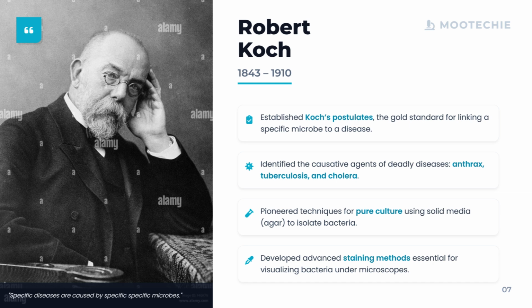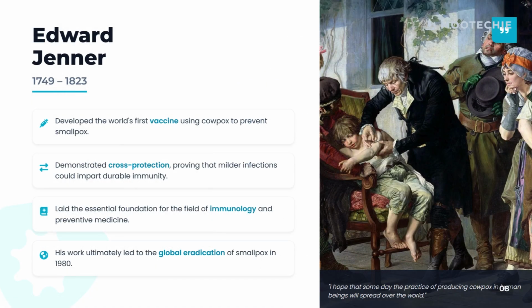Now, let's look at Edward Jenner, 1749 to 1823. He developed the world's first vaccine using cowpox to prevent smallpox. Jenner demonstrated cross-protection, proving that milder infections could impart durable immunity. He laid the essential foundation for the field of immunology and preventive medicine. His work ultimately led to the global eradication of smallpox in 1980. Jenner's insights saved countless lives and launched the era of vaccination.